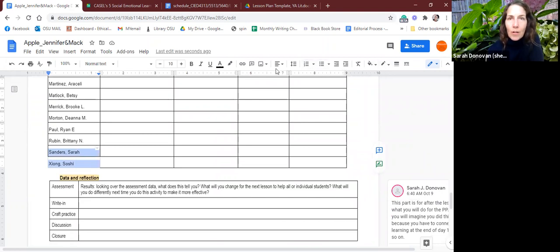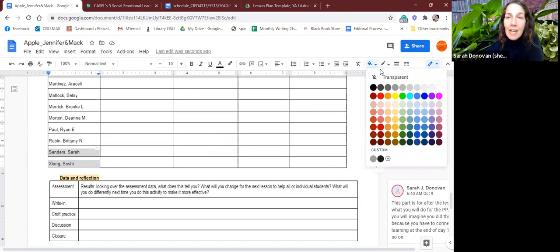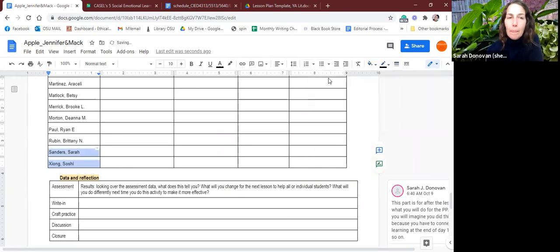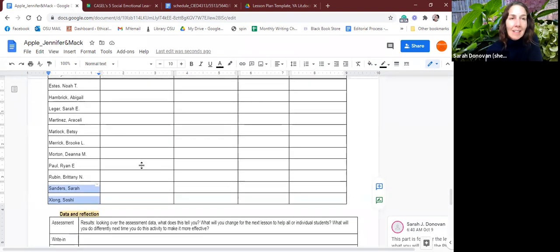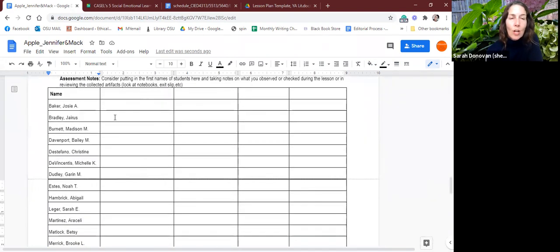So you and your partner can just kind of keep track of who you checked in on, how things are going. Also, really insightful comments or page numbers that they talk about. This is data collection. This is you tracking the conversation, tracking their write-in, their discussion, their exit slip.